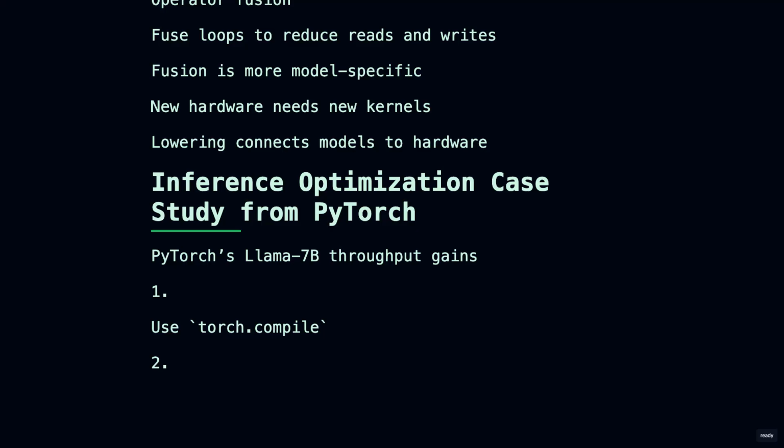Next comes precision reduction. Once the model is compiled, quantization can cut memory use and speed up execution even further.